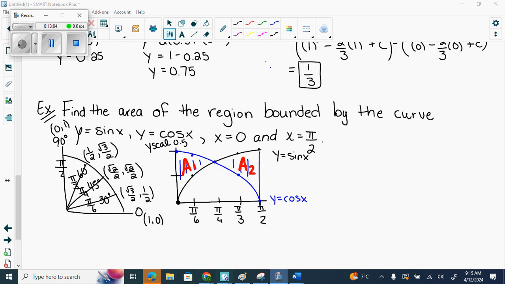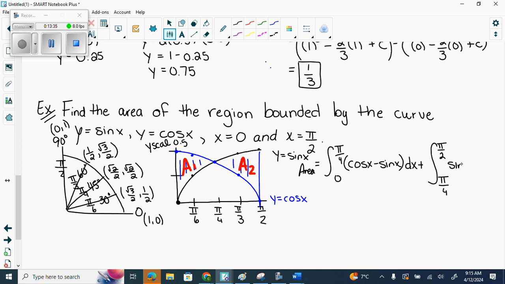The first, area 1, has cos above. It's from 0 to pi over 4, right? And the second one has sine above. So area equals the integral from 0 to pi over 4, the cos on the top, of cos x minus sine x dx, plus area 2, which is pi over 4 to pi over 2. Sine is on the top, so sine x minus cos x dx.